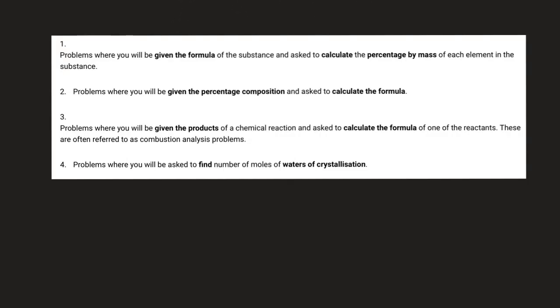All right, please make sure that this gets into your books. I'm just going to go through them. The first one, you'll be given the formula and then asked to calculate the percentage by mass of each element in the substance. Second, you're given the percentage composition and asked to calculate the formula. You can also be given the products of a chemical reaction and calculate the formula of one of the reactants. This is usually with combustion reactions. And then you're going to be able to find the number of moles in waters of crystallization.